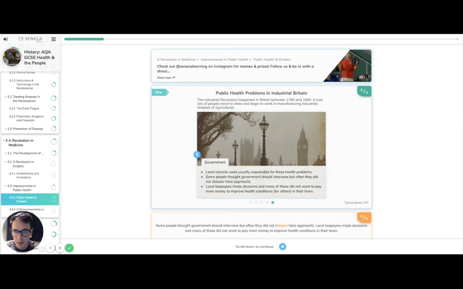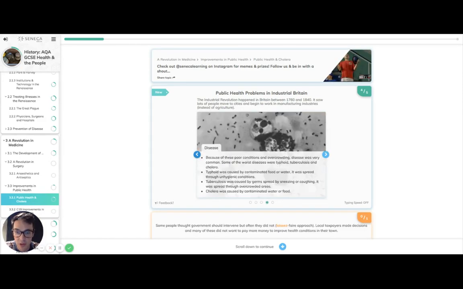On the people, public health, and cholera. So, in industrial Britain, there were a lot of health problems. Local councils were responsible for most of them. Diseases were often caused by poor housing conditions and overcrowding. Disease was common and spread very quickly.